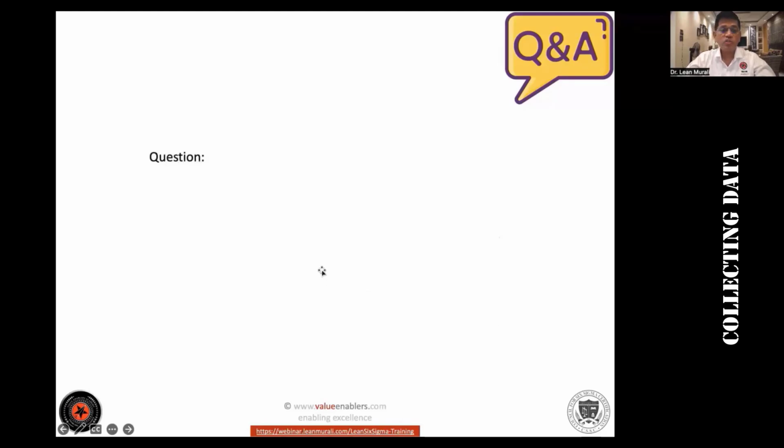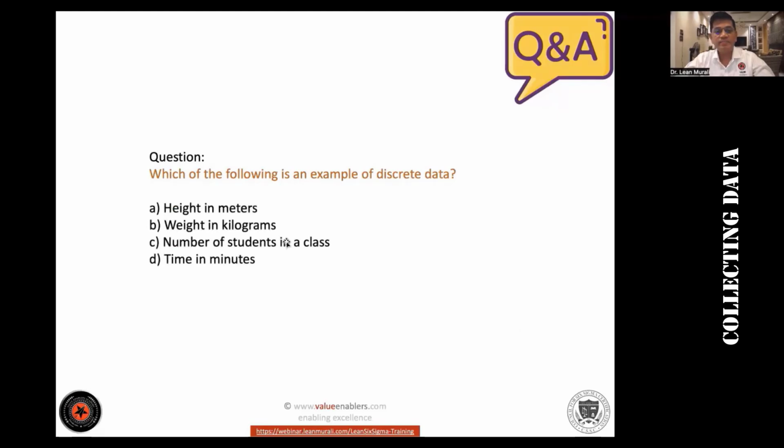Let's go to the next question. Which of the following is an example of discrete data? Height in meters, weight in kilograms, number of students in the class, and time in minutes. Let's see from everyone which is an example of discrete data. Simple. Okay, so all of you got the correct answer. It's the number of students in the class.